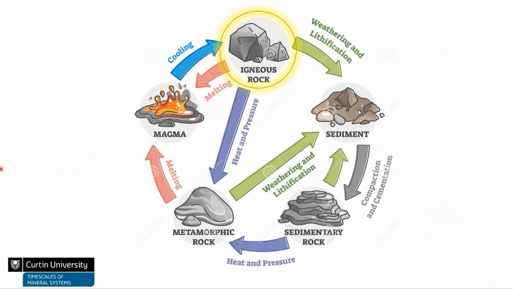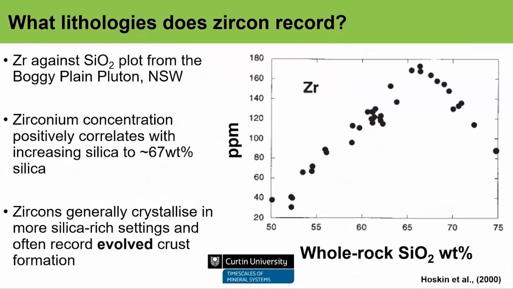Let's talk now about some new techniques and how we can gain more information about other igneous processes and the timing and time-temperature pathway of igneous rocks. So while zircon is great, it's really a signature from a more felsic crust. We can see this on the diagram here on the right-hand side, where we've got whole rock silica plotted against ppm zirconium. It kind of peaks out around 65 to 70%. So zircons generally are telling us about a record of evolved crust.